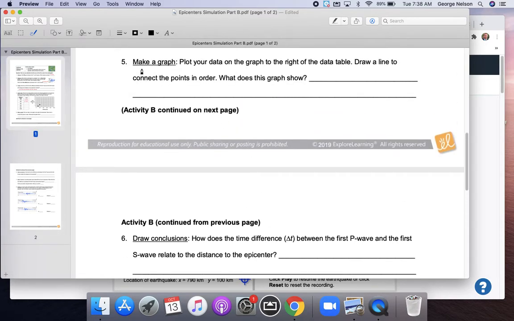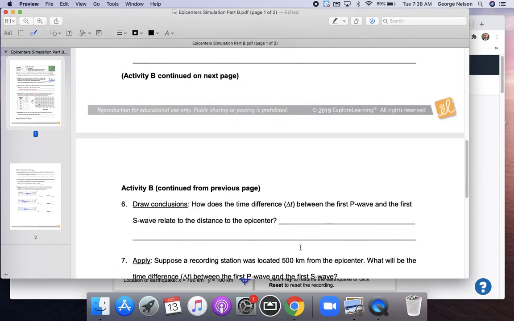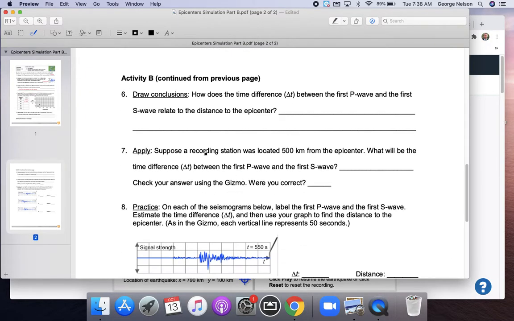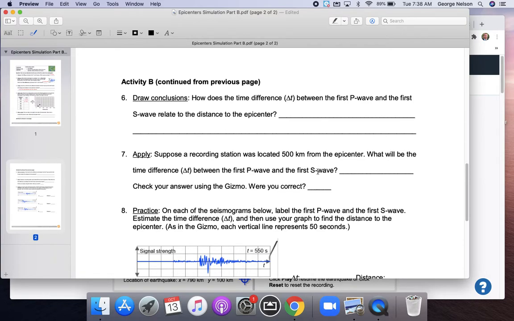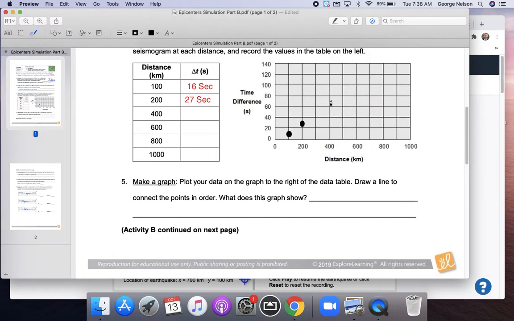That's kind of a takeoff. That's very similar to this question up here. As you increase the distance to the epicenter, what happens to the lag time? That's kind of a repeat. This is now using the graph. If you're 500 kilometers from the epicenter, what will be the lag time between the P and S waves? So, you might want to use the graph here.